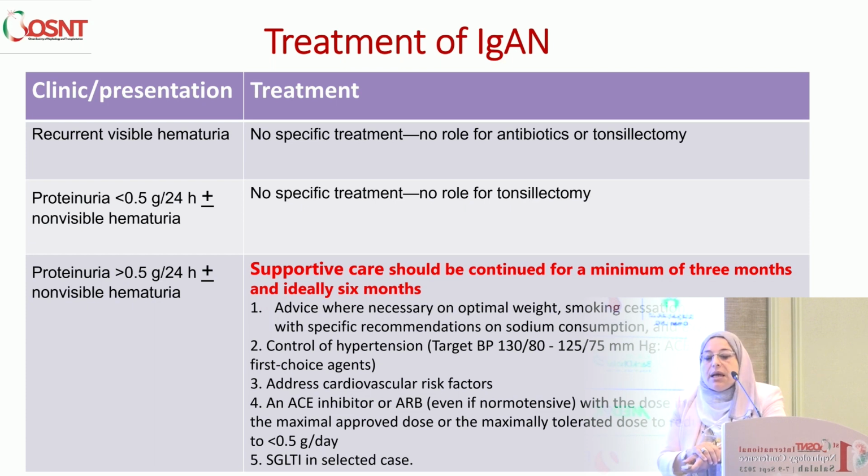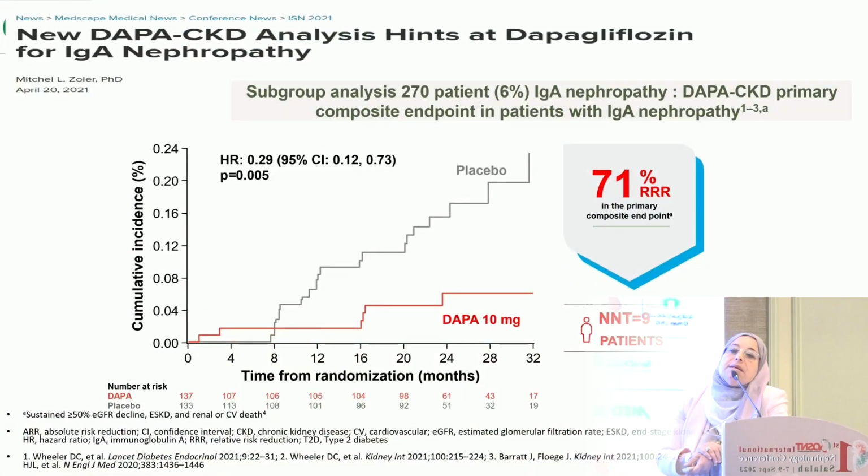Address cardiovascular disease. ACE inhibitors or ARBs can even be given to patients with normal blood pressure, because this is the most important line of treatment, and it must be given at the maximal approved or maximal tolerated dose. I think nowadays SGLT2 inhibitors can be used in selected cases. From DAPA-CKD, we have 270 patients with IgA nephropathy, about 6% of the population, and they found that the primary composite endpoint decreased by 71%, which is very high in terms of prevention.